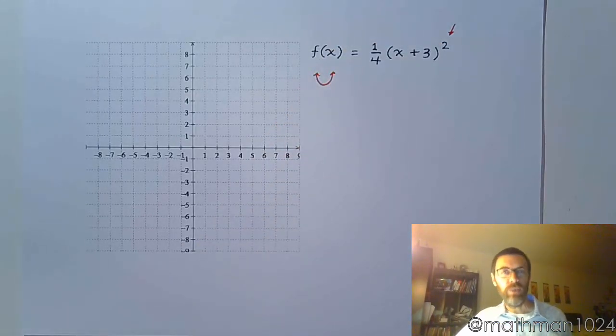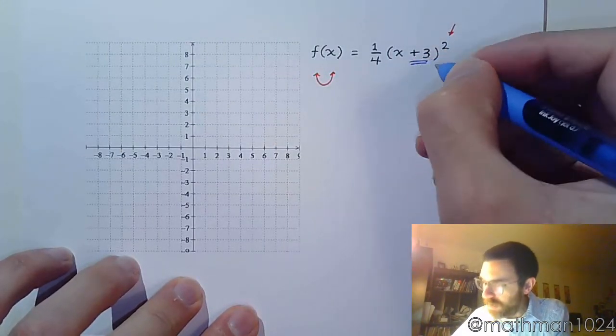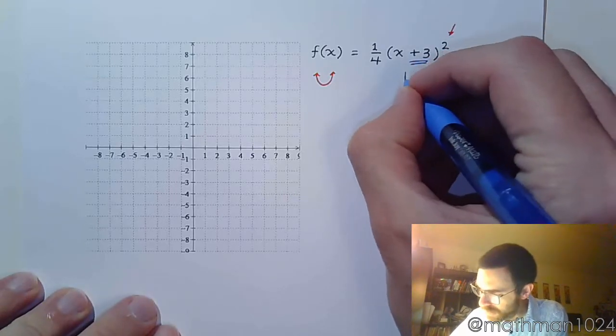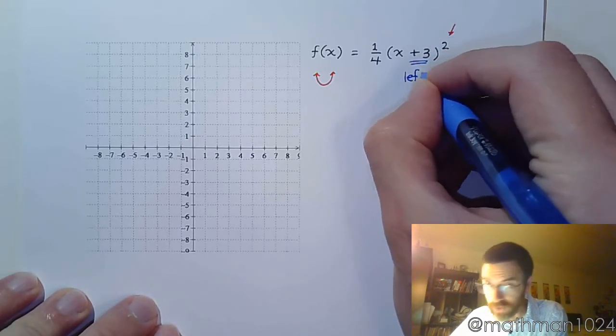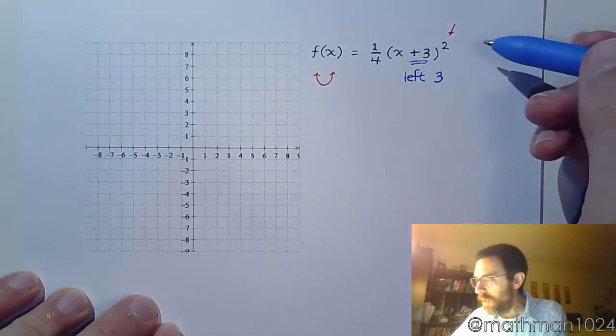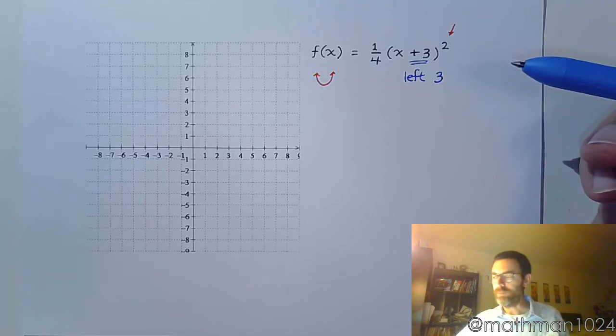And then look to see what I've done with this shape. How have I shifted it up, down, left, or right? Is there a stretch or compression? Did I reflect it? Well, I see a plus 3 on the inside. So inside is a horizontal shift, opposite of what I see. So that means instead of going to the right 3, which is what a plus 3 is, I'm going to go to the left 3. Notice that there's nothing being added or subtracted out here, so there's no vertical shift.